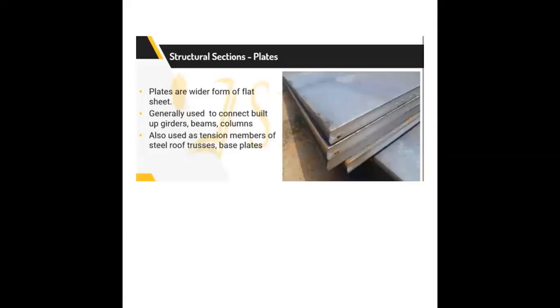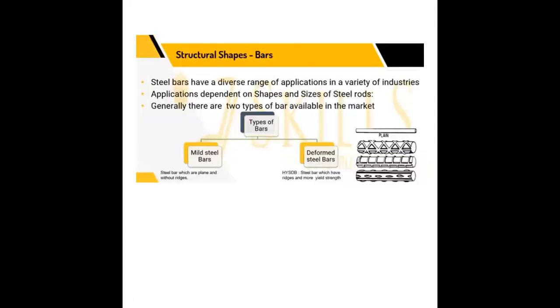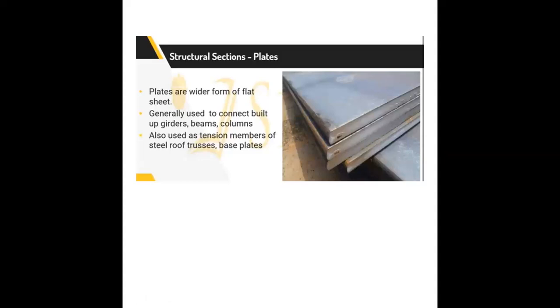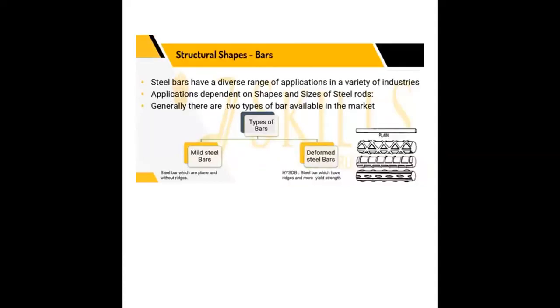The next one we discuss is structural section plates of steel. Plates are a wider form of flat sheet, generally used to connect built-up girders, beams, and columns, and also used as tension members of steel ropes, trusses, and base plates.